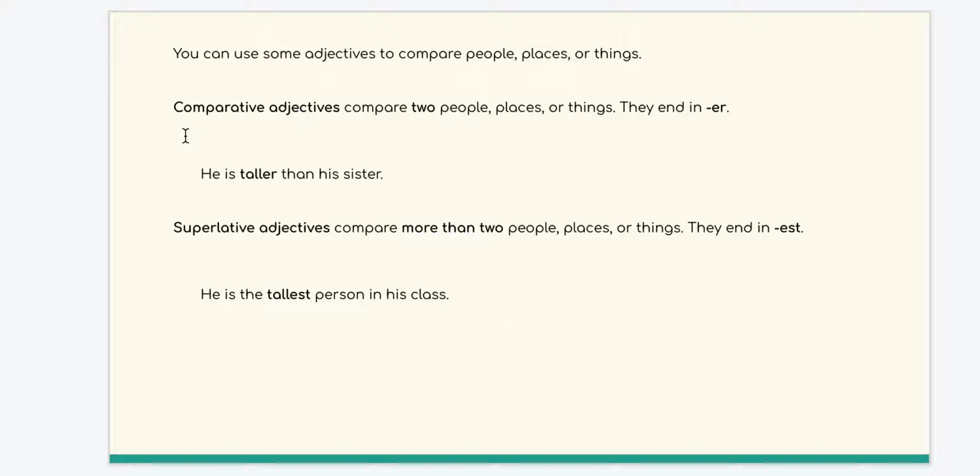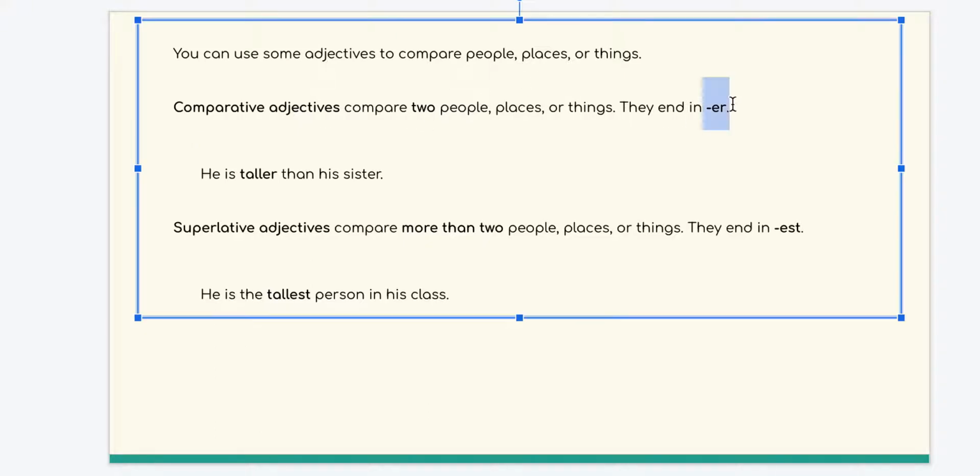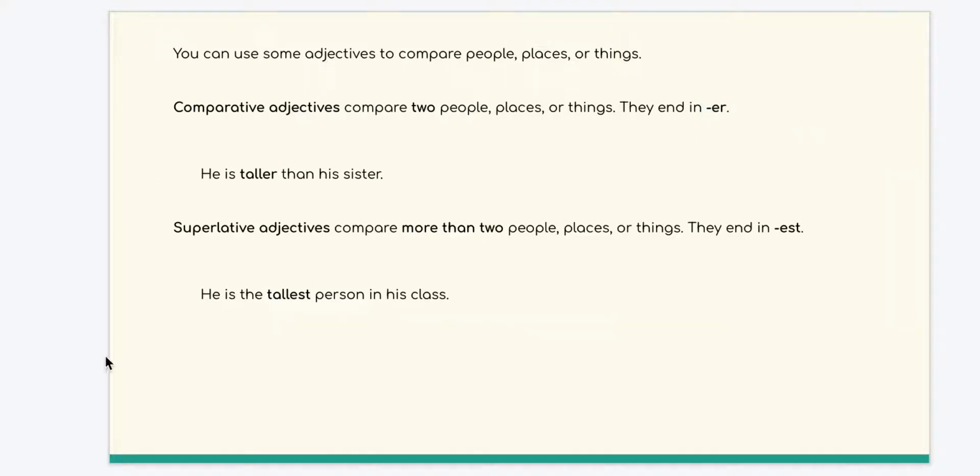So comparative adjectives compare two people, places, or things. So just two, and they end in ER. So if they end in ER, they're just comparing two things. He is taller than his sister. So we're just talking about him and his sister. Only two people, and that's why it ends in ER.